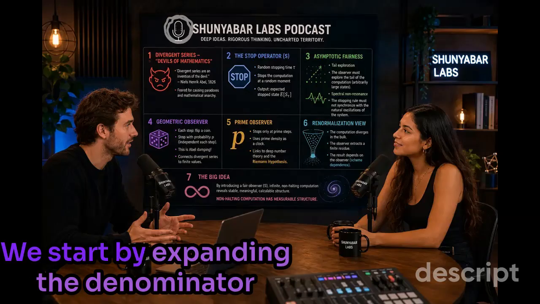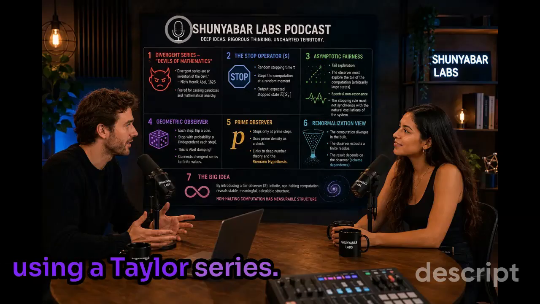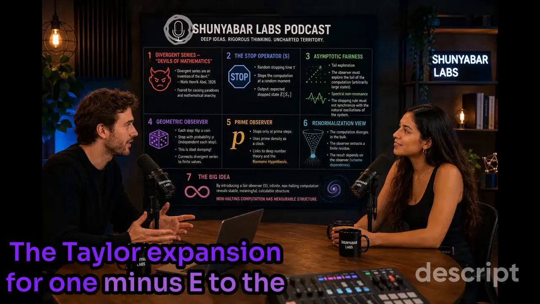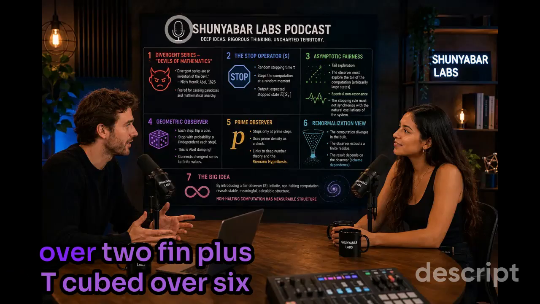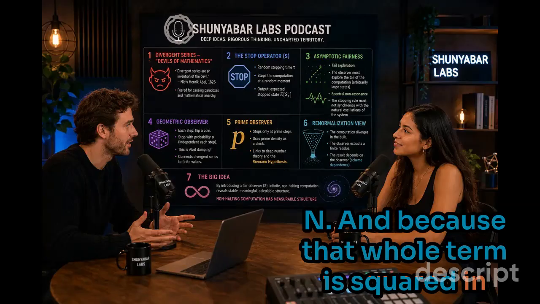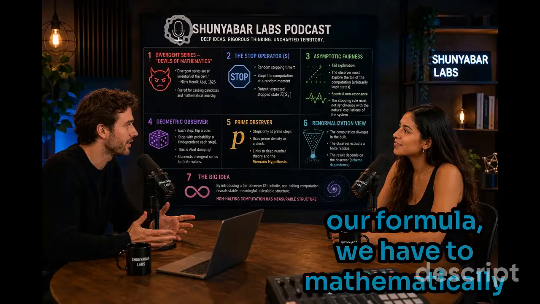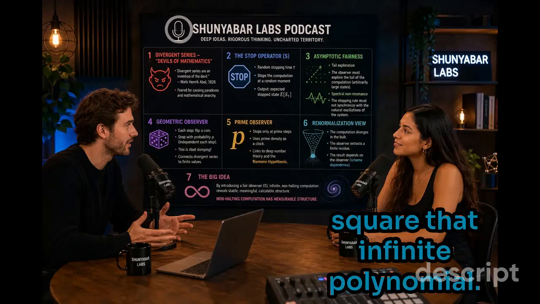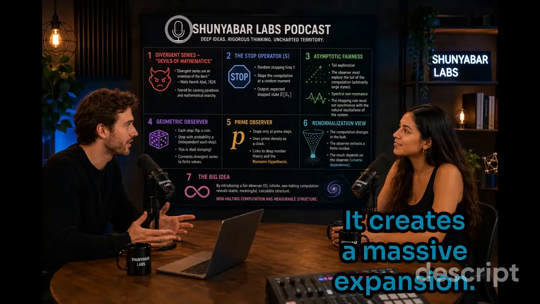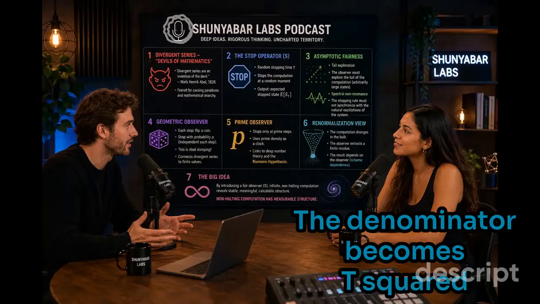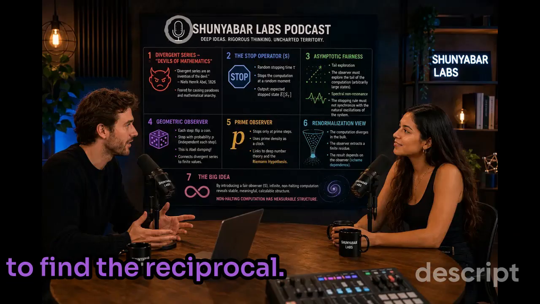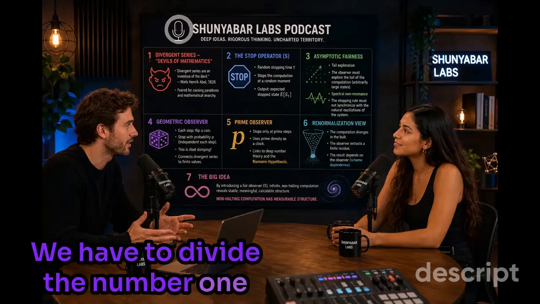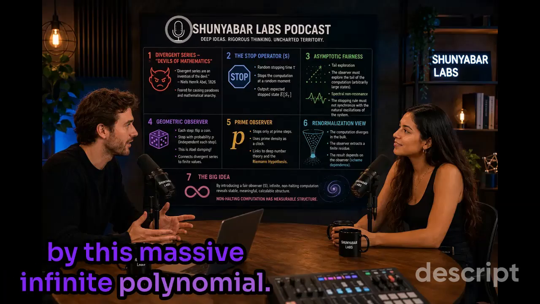We start by expanding the denominator using a Taylor series. The Taylor expansion for 1 minus e to the negative t starts as t minus t squared over 2 factorial plus t cubed over 3 factorial. And because that whole term is squared in our formula, we have to mathematically square that infinite polynomial. It creates a massive expansion. The denominator becomes t squared multiplied by an infinite series of fractions. Now, to get the expectation, we have to find the reciprocal. We have to divide the number 1 by this massive infinite polynomial.